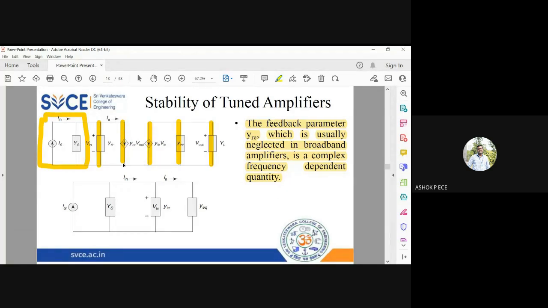So this YRE, this current source, and these two are in parallel. YOE and YL are in parallel. I'm going to simplify these two and make it as YE. So the circuit becomes very simple now. You have an input side, you have IS parallel to YS, then you have this YIE, then you have this Y equivalent. So whatever current entering your amplifier is II, and whatever current going out of this YE is denoted as IA.